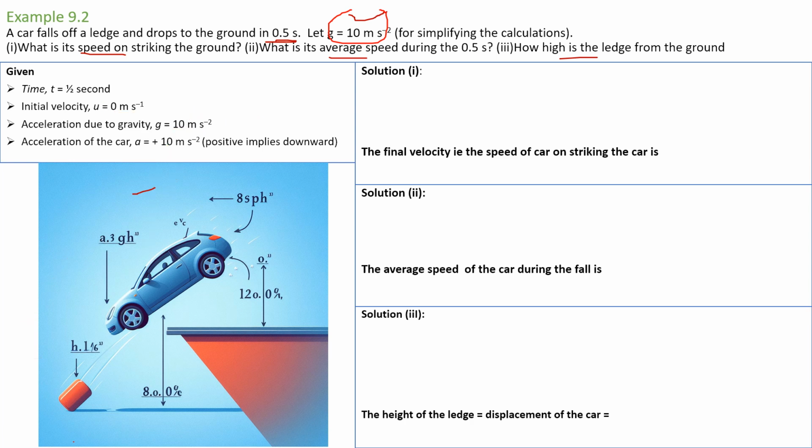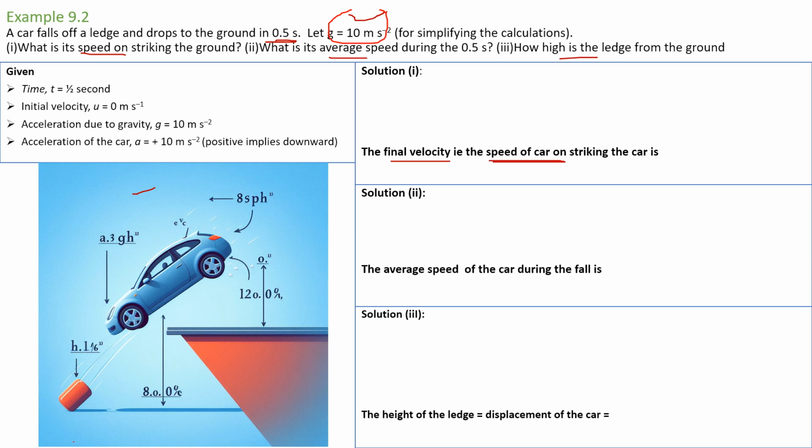Now we understood the background, what signs we need to take, and what values are given to us. Let's get into solving the problems. Let's go with the first one. What is it we need to calculate? The final velocity or speed of the car.